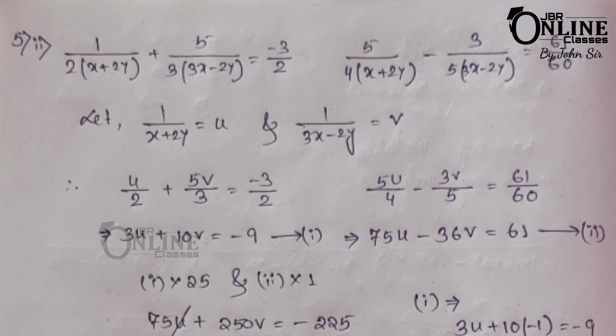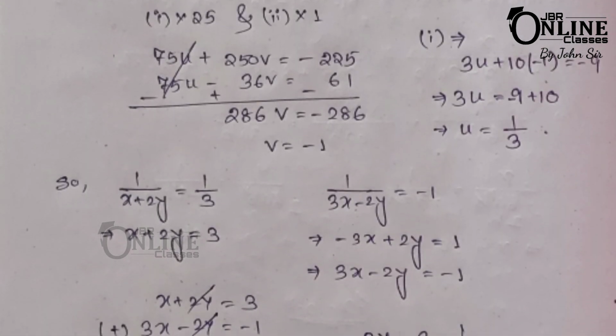So here 1 by x plus 2y equals u and 1 by 3x minus 2y equals v. So now the equations will be u by 2 plus 5v by 3 equals minus 3 by 2, and the second one, 5u by 4 minus 3v by 5 equals 61 by 60. So finally we get 3u plus 10v equals minus 9 and 75u minus 36v equals 61. Now we solve these by the elimination method. First multiply 25 with the first equation and 1 with the second equation to equalize the coefficient of u.